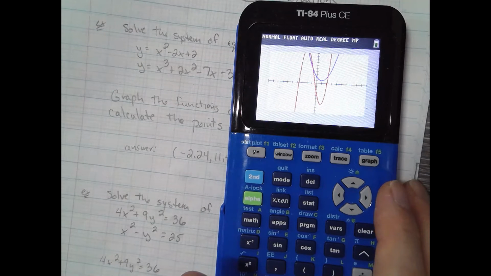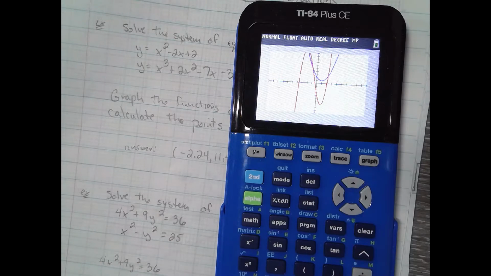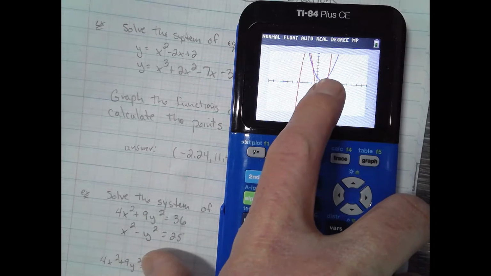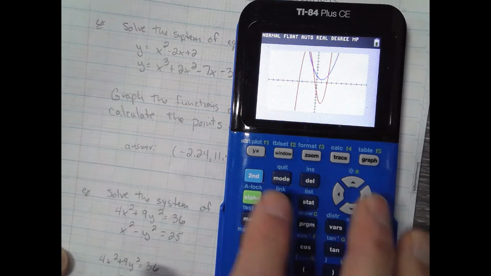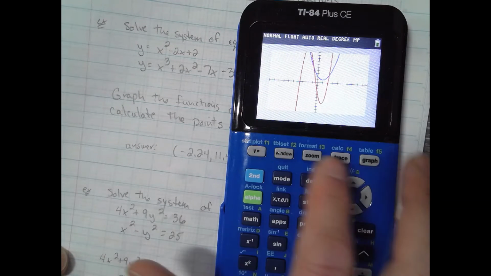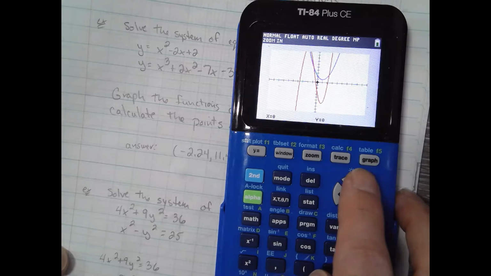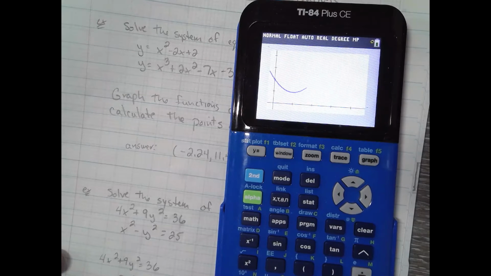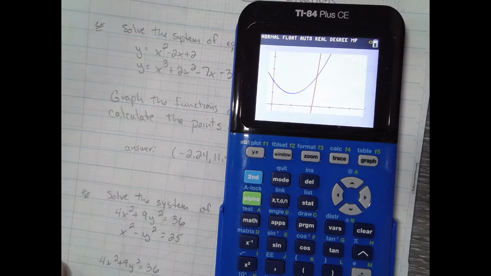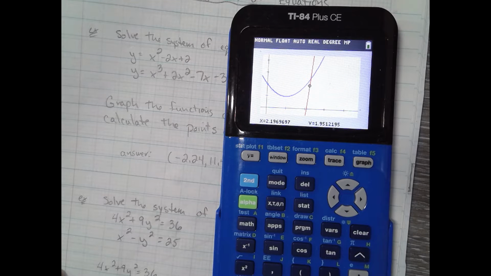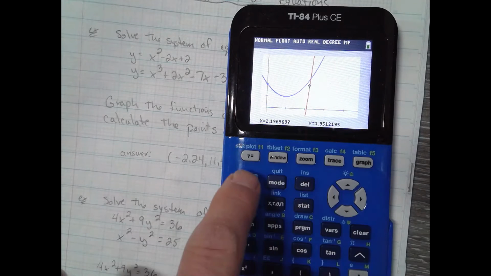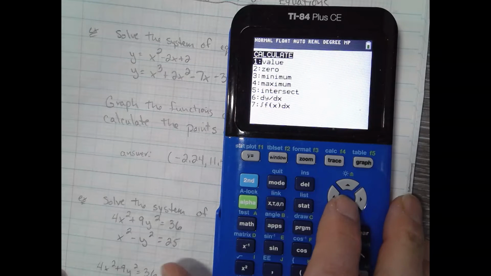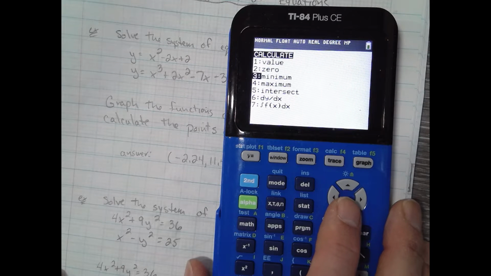You've got to do one at a time. So you could find that intersection point. Remember, to find an intersection point, you have to calculate. Maybe I'll zoom in first. I'm zooming in on that point right there. A lot of the work on these types of problems is just manipulating your calculator to find the solution. So I'm going to find that point of intersection by going calculate. Now what? Do you remember? Intersect. Very good.